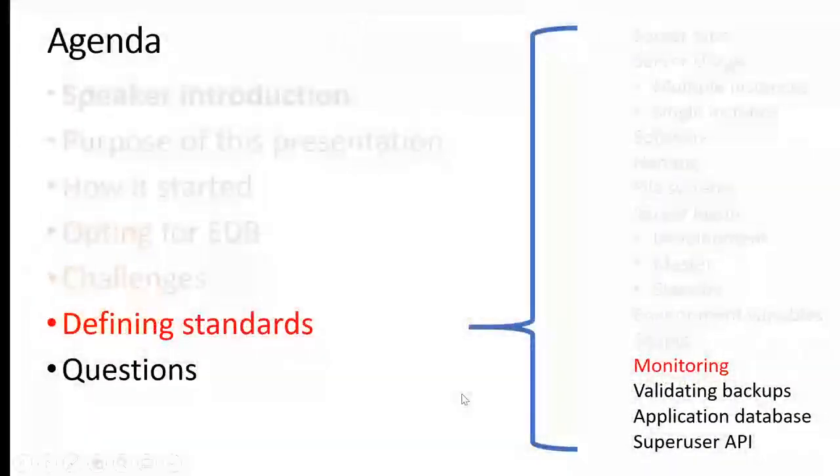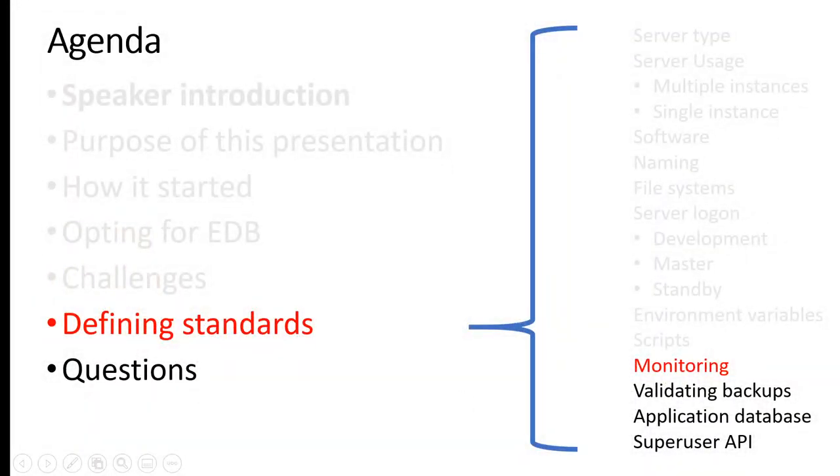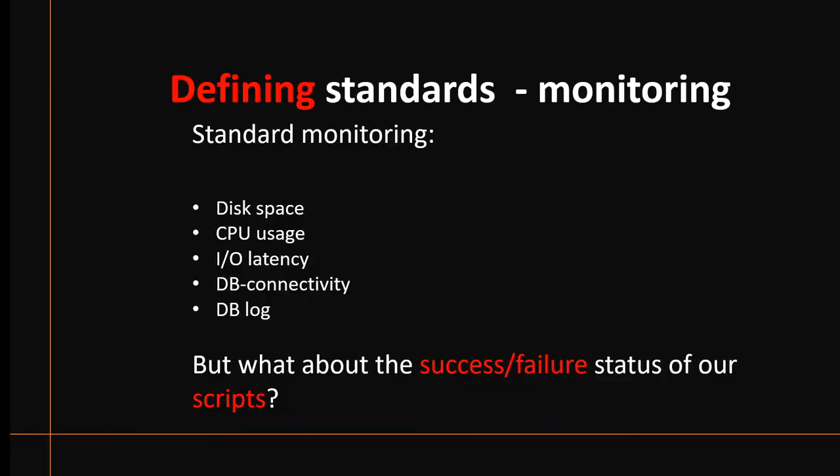Now, let's talk about monitoring. Now, what do we monitor? We use a tool called Nagios to monitor the standard things that may affect your database: disk space, CPU, I/O latency, database connectivity, and most importantly, we monitor the database log for some keywords like error and warning.